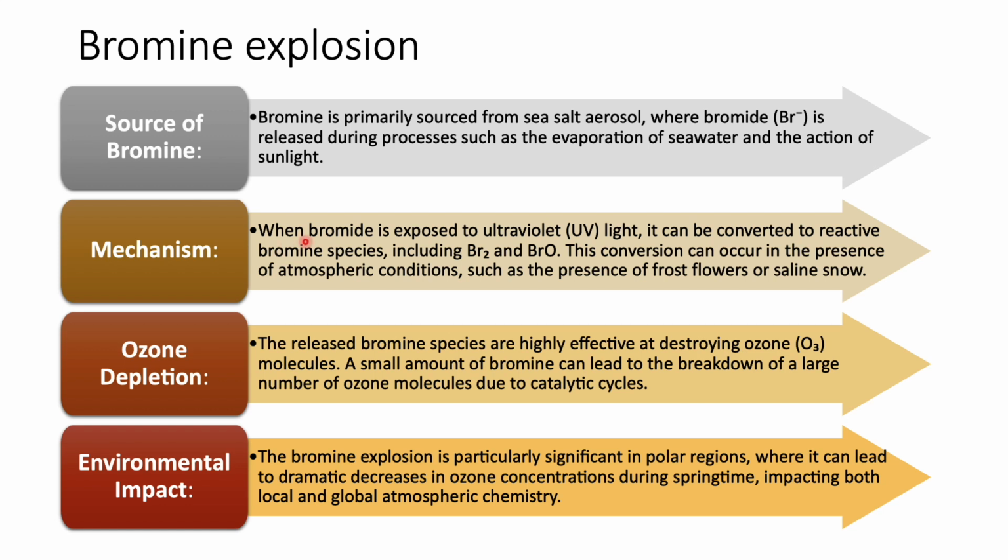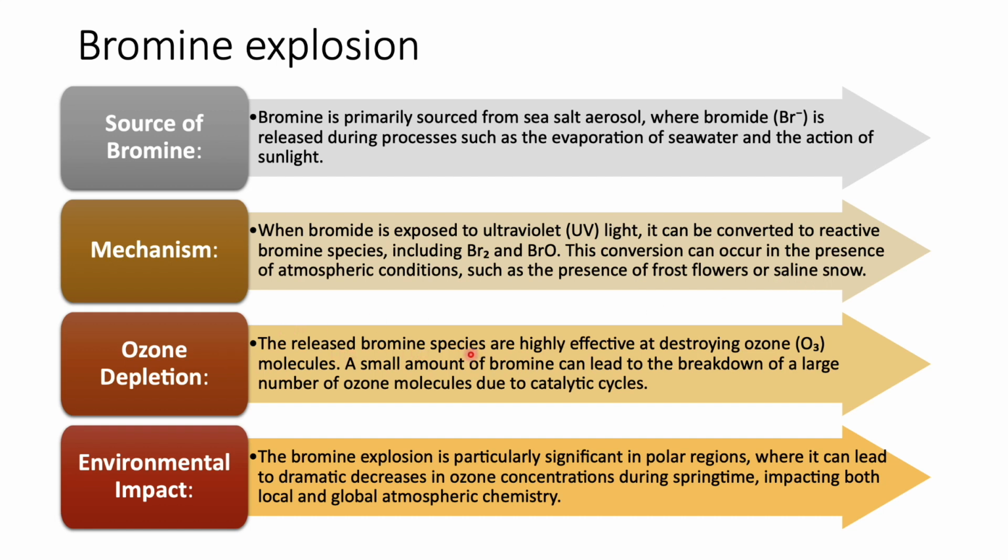And what is the mechanism? When the bromide is exposed to ultraviolet rays, it is converted to reactive bromine species, that is, bromine dot is actually formed. So the bromide ion comes from the sea salt aerosol and the bromine radical is formed by the ultraviolet light. So this leads to the formation of bromine oxide. This conversion can occur in atmospheric conditions such as the presence of frost flowers or saline snow.